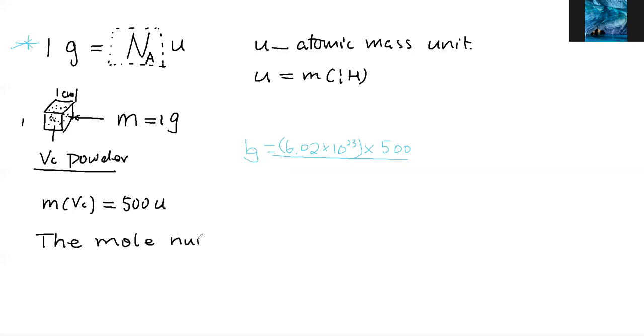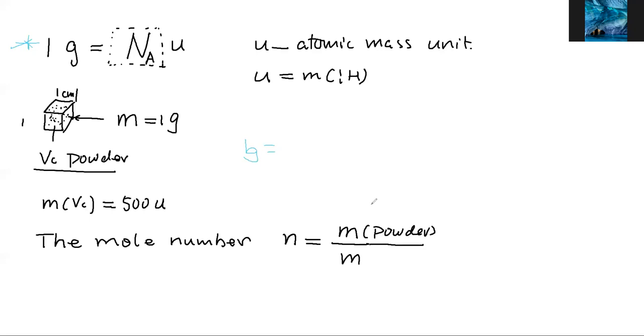You have to work out the mole number first. The mole number uses the small n. This number can be written as a ratio of the mass we have, which is 1 gram, the mass of powder, divided by 500, the mass of each vitamin C molecule.